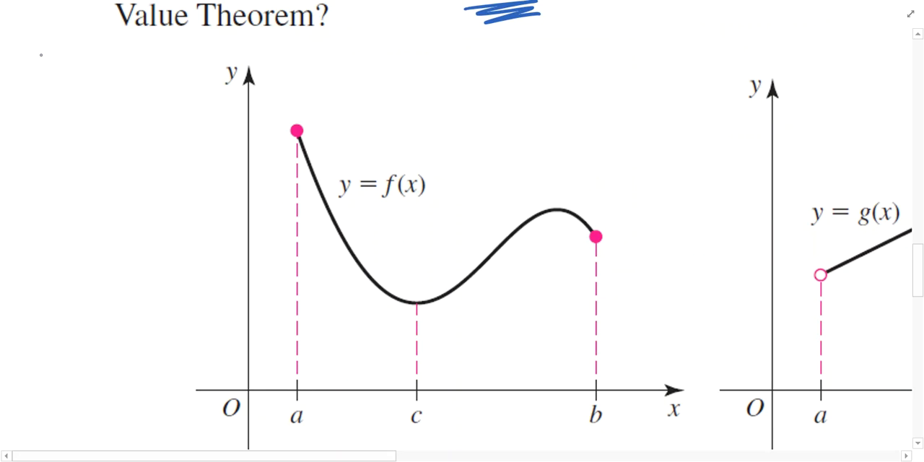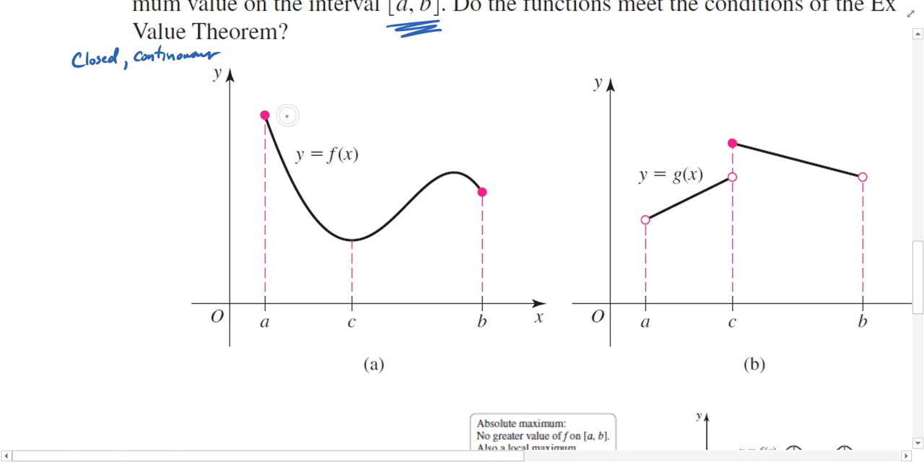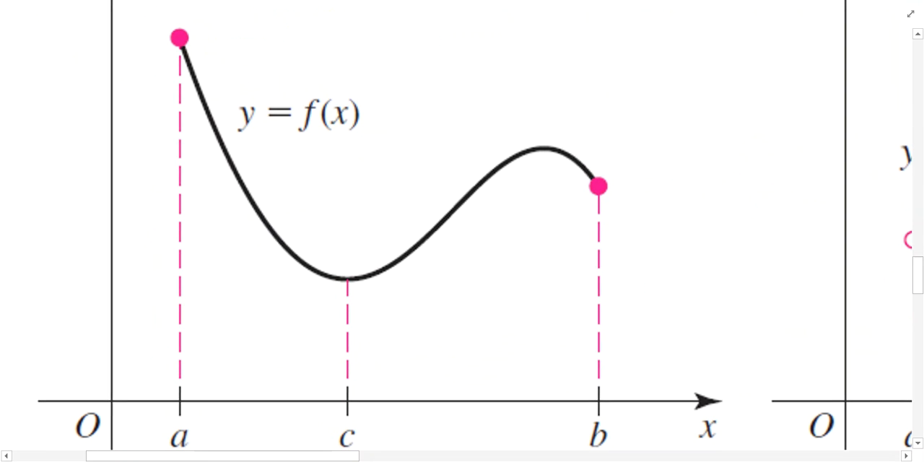Well, the conditions of the EVT are that the interval is closed and the function is continuous on that closed interval. So in this first option here on the left, A, the interval is closed. Well, we were told that at the beginning. From a to b, the endpoints are included, so that part is true. And is the function continuous? Yes, that's true too. So the EVT states that there must be both a maximum and a minimum value within this section.